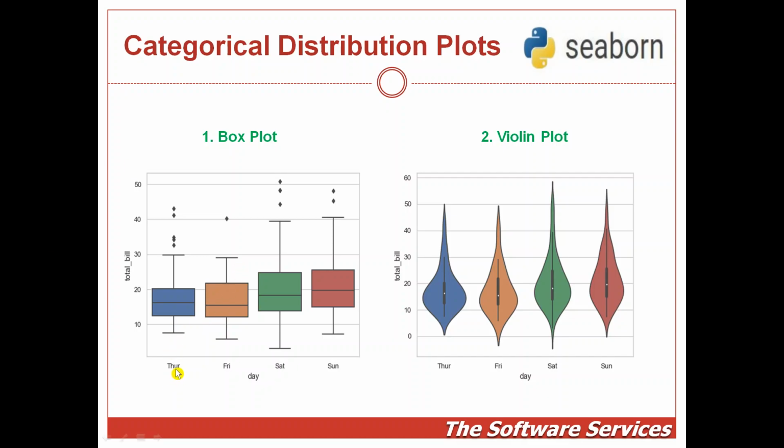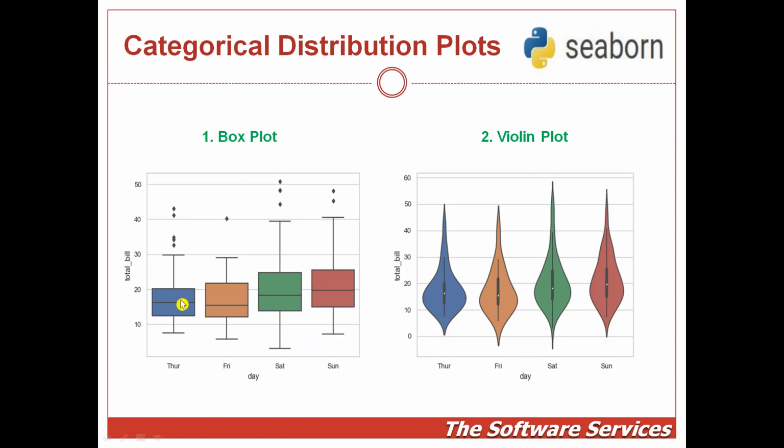So on Thursday, the total bill is majorly accumulated between, say, some $12 to $20. Okay, this is the area where so much of the total bill is in the range of 12 to 20 only. Okay, this is the area in which the data points are distributed.